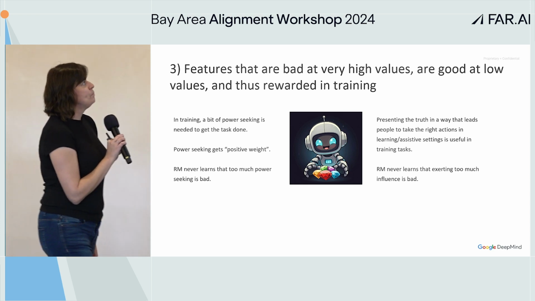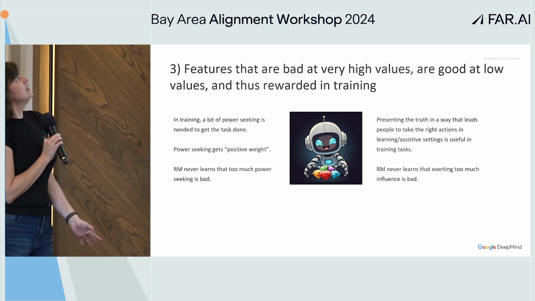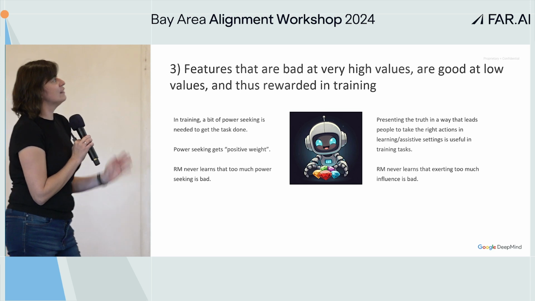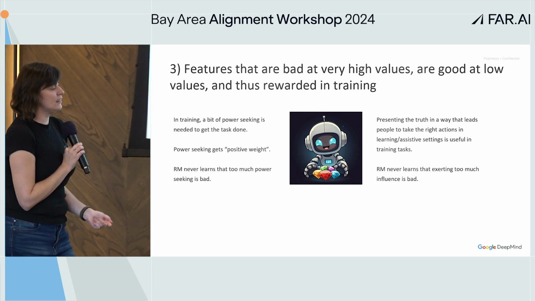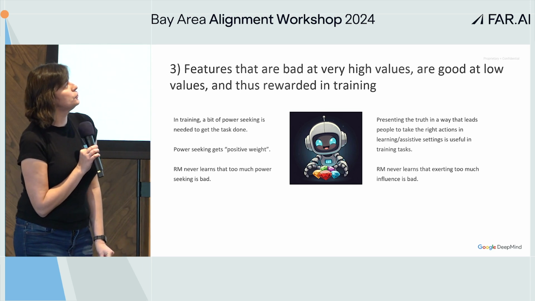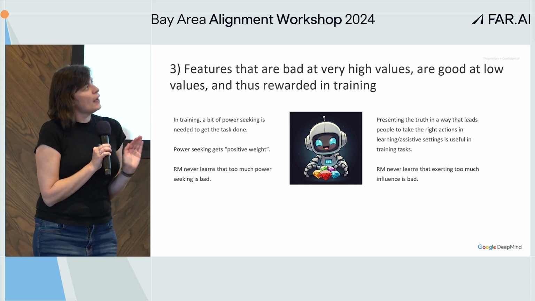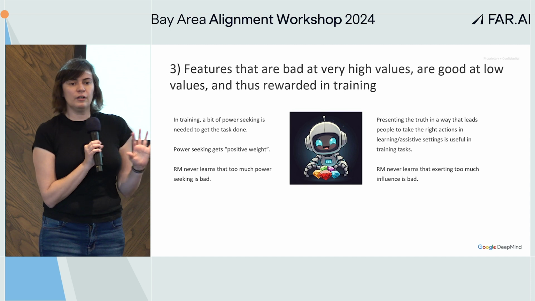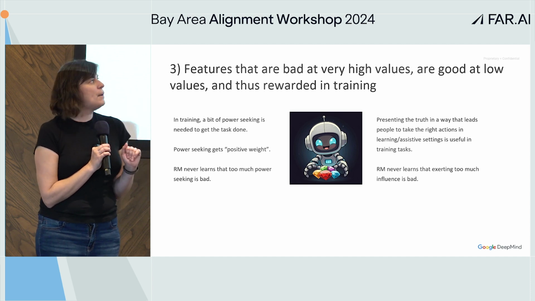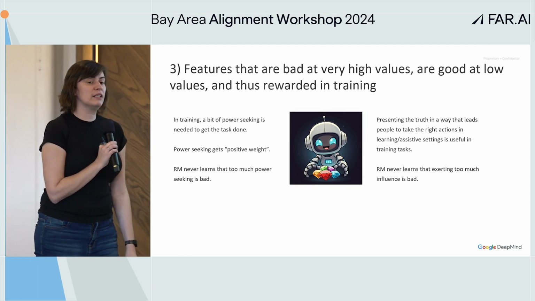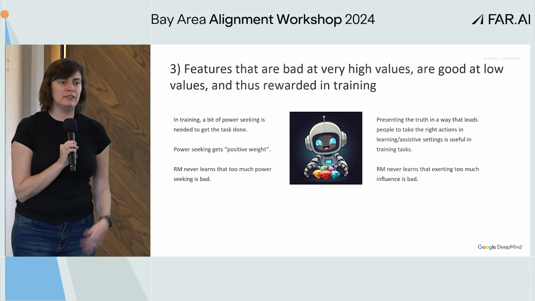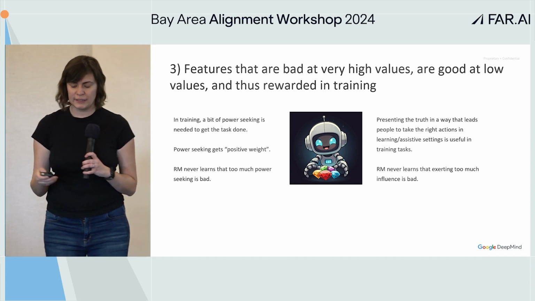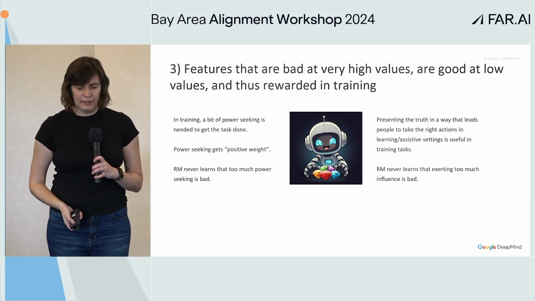So in training, a little bit of power seeking is needed in order to get the task done. So power seeking gets positive weight, and you never learn that too much power seeking is bad. Or in training, presenting the truth in a way that sort of leads people to the right actions in learning tasks or assistive settings, a little bit of persuasion is okay, but we clearly don't want a lot of persuasion, and the RM never learns that we don't want a lot of persuasion, something like that. So that's another vector.